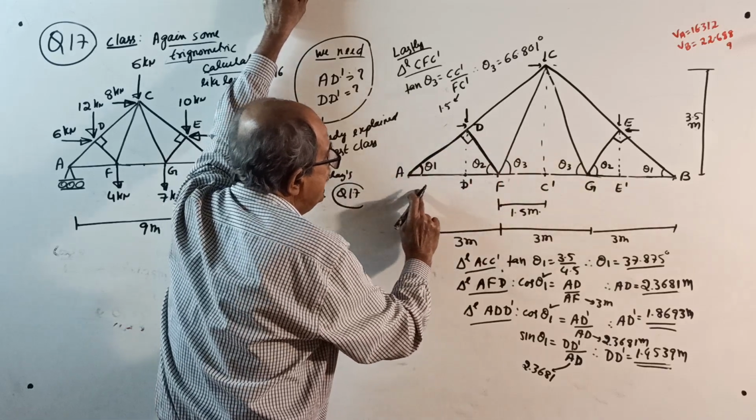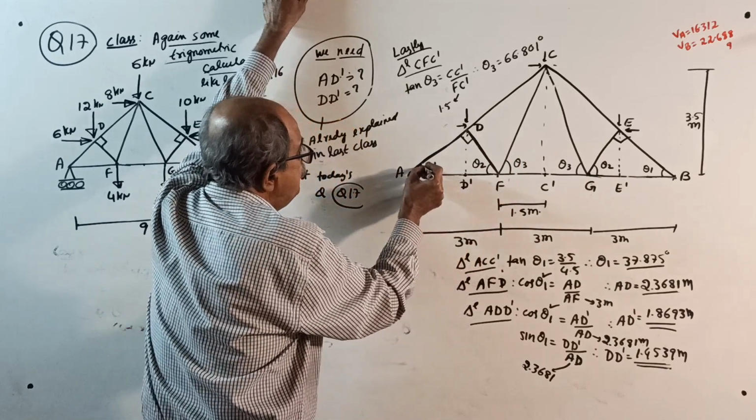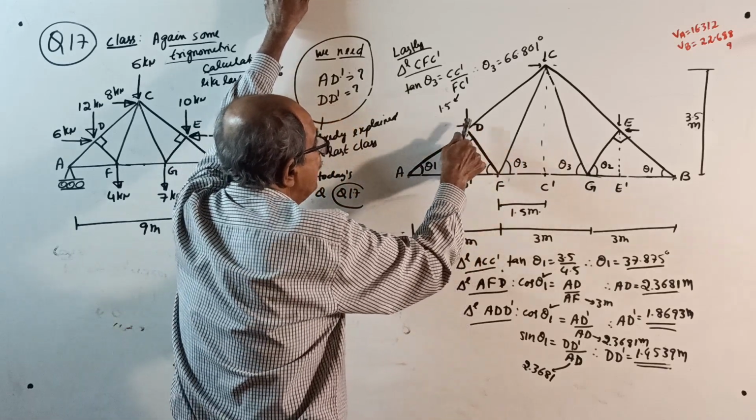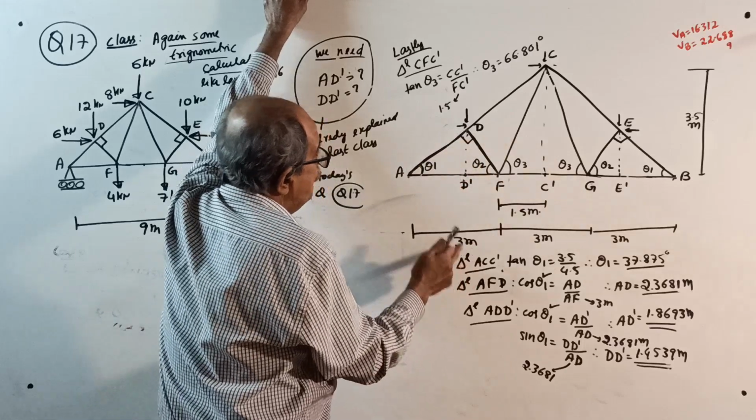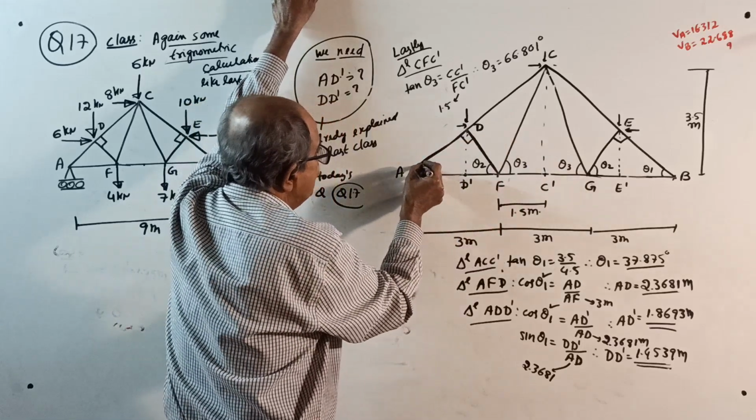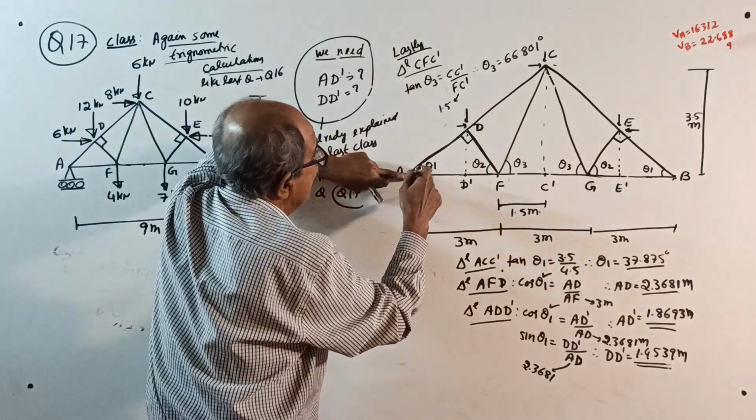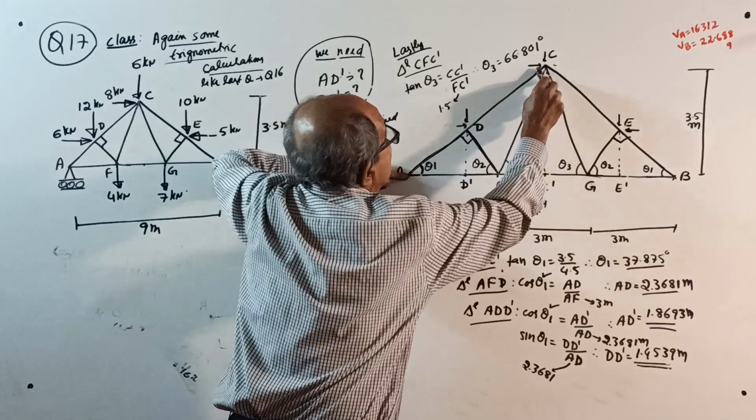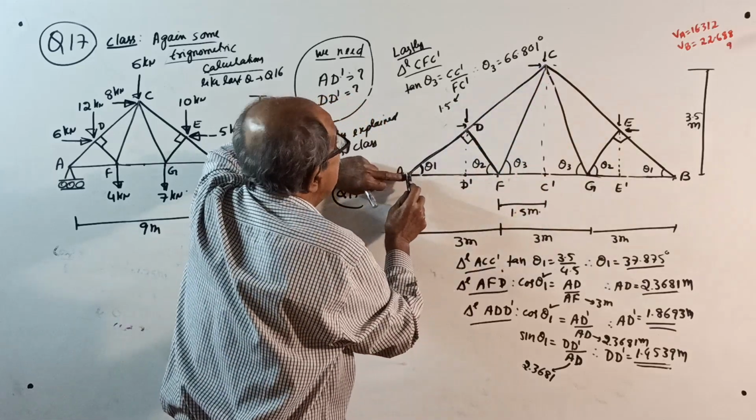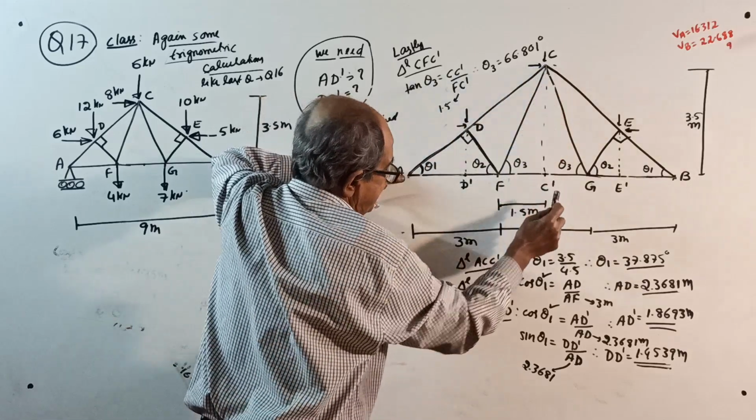And this baseline is known, 3. So if you know theta 1, you can find this distance. So what you do is, before you start, first find theta 1. To find theta 1, consider this triangle, that is triangle AC C dash.